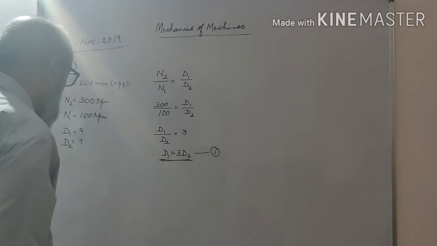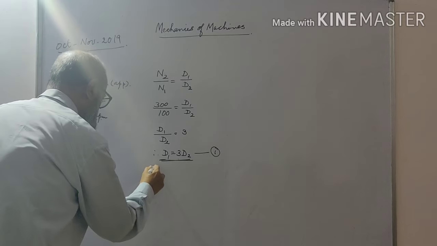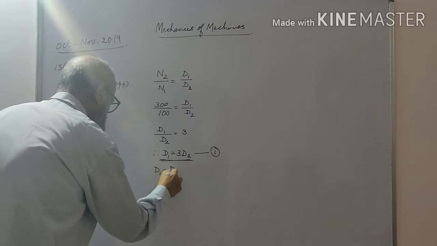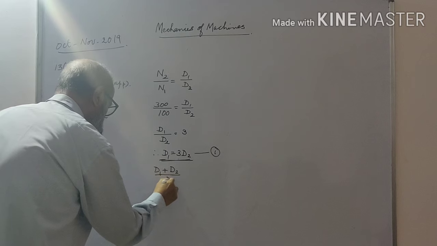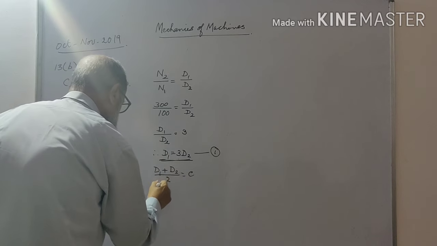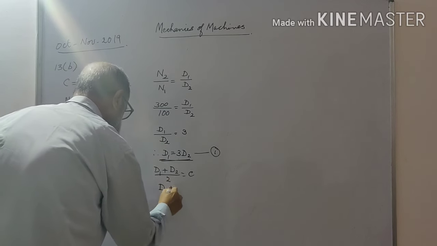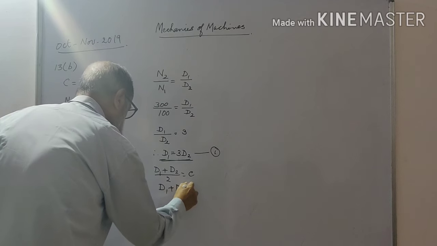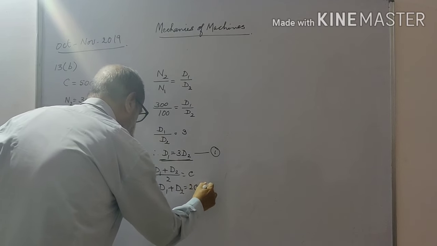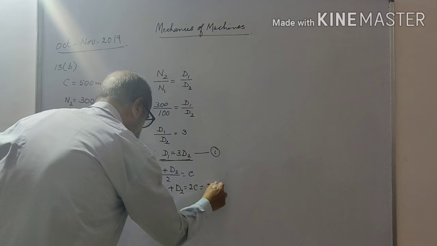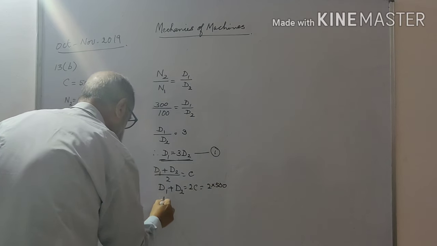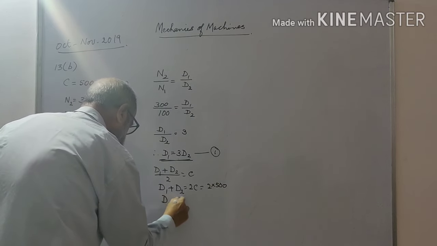Next, we know D1 plus D2 divided by 2 is C. So D1 plus D2 is equal to 2C. So C is given as 500. So D1 plus D2 is 1000.